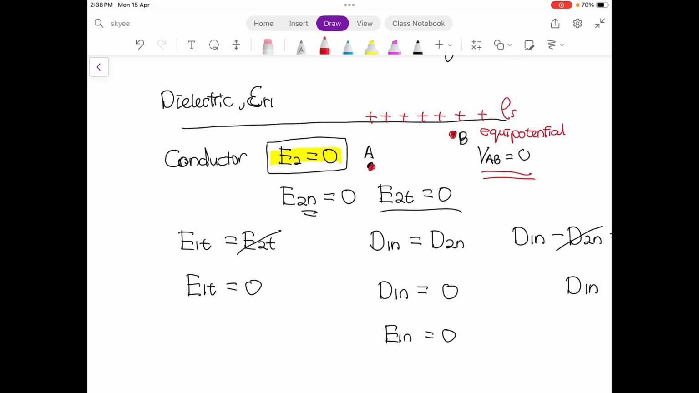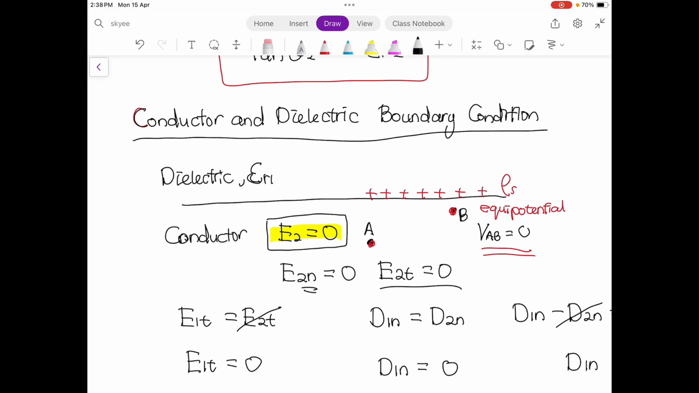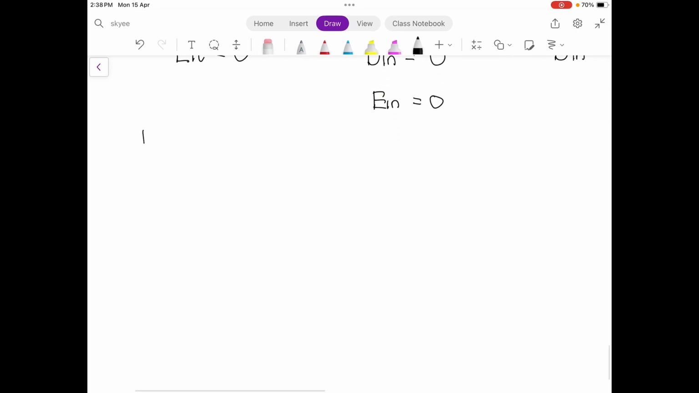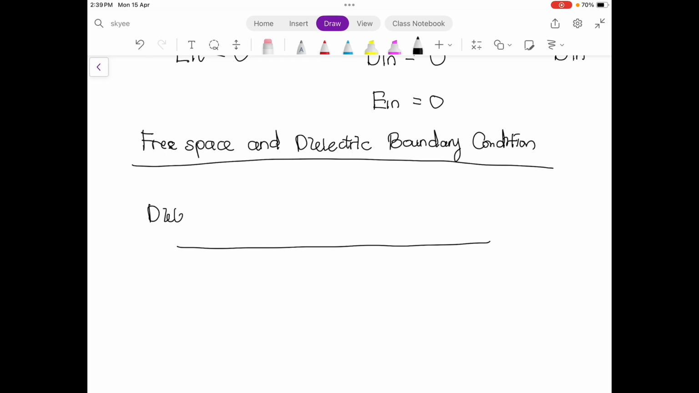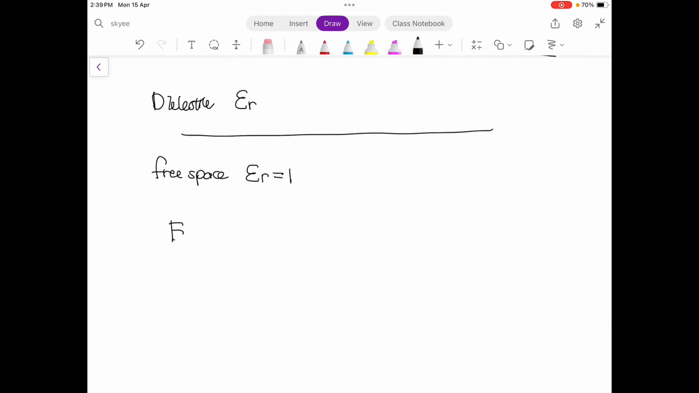This happens when the boundary is between a conductor and a dielectric. You can also have a boundary between free space and a dielectric. Boundary conditions. This one is quite similar to the first case, dielectric to dielectric. So this is a dielectric, and this is the free space. For the dielectric you will have epsilon r, and for free space, epsilon r equals 1. That is just the difference. So when you apply the boundary conditions, you can apply them as usual.